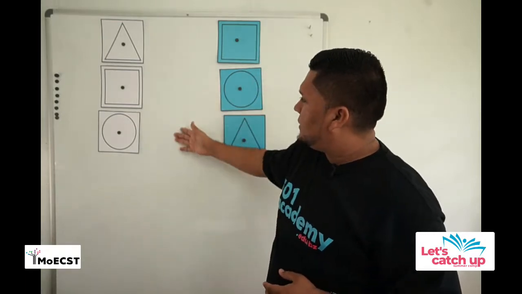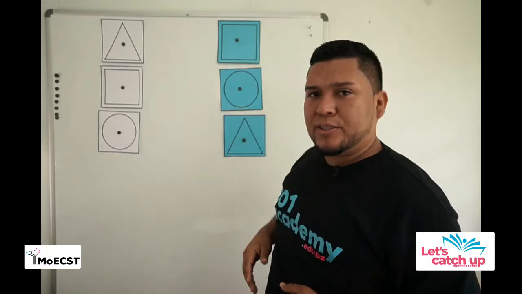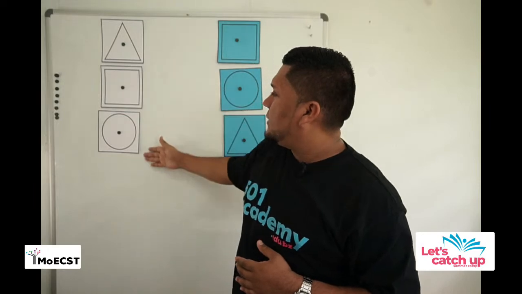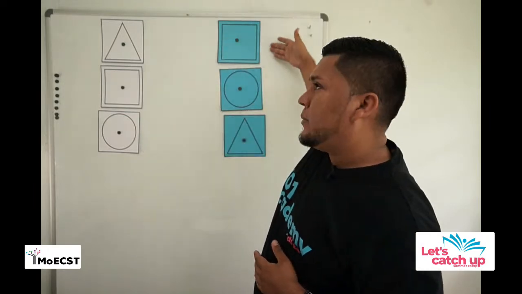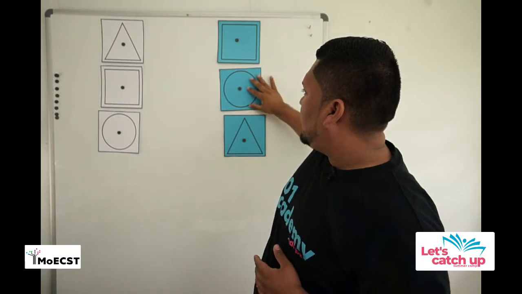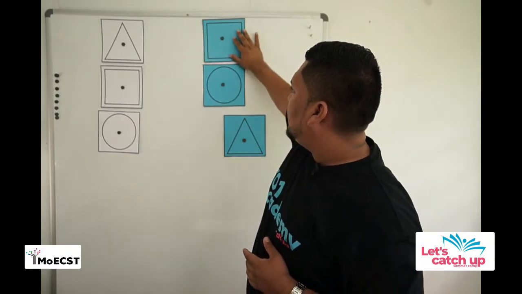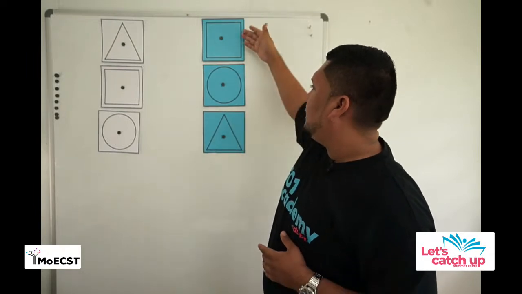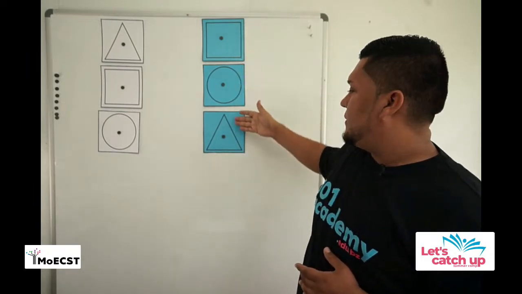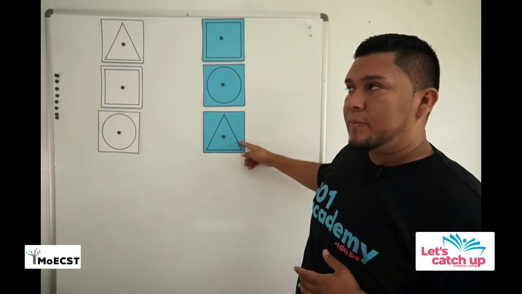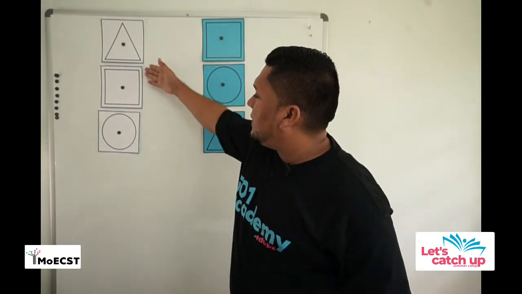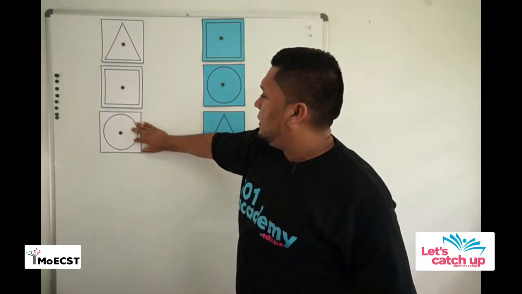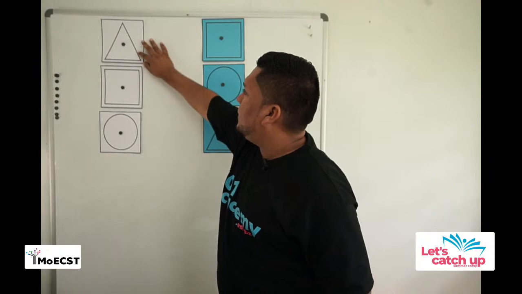So if you notice, I have now separated my shape tiles into my white tiles and my blue tiles, right? Let me fix these so that you can see them more clearly. So I have my blue tiles with shapes in them, and I have my white tiles with shapes in them. Okay? I'll give you a minute to do that.